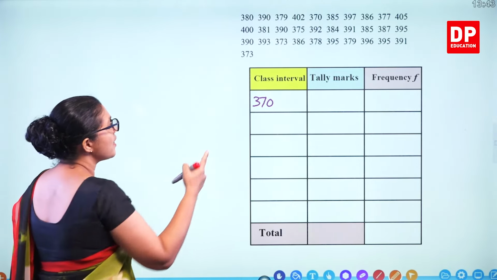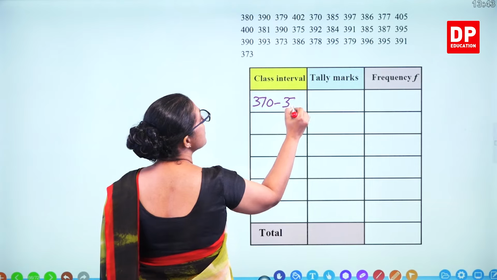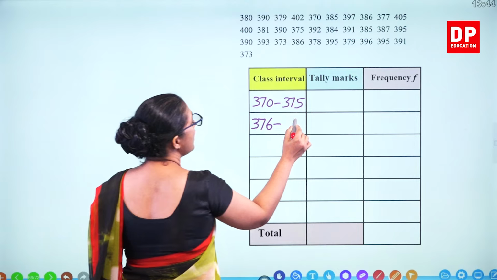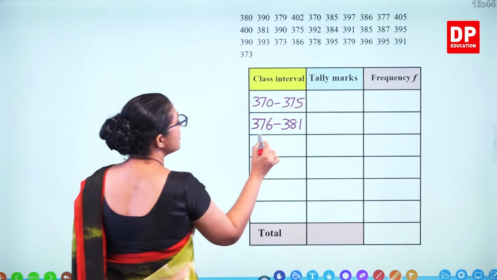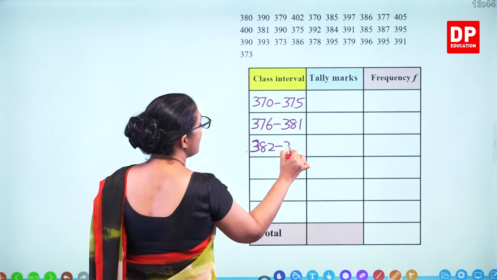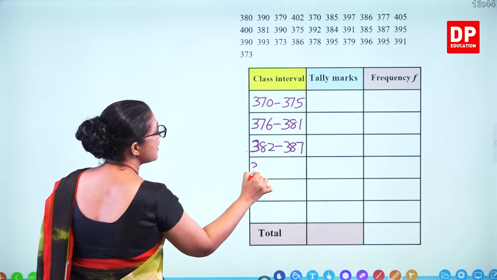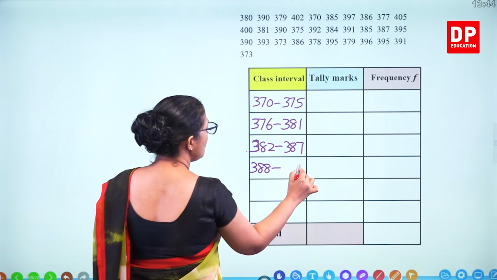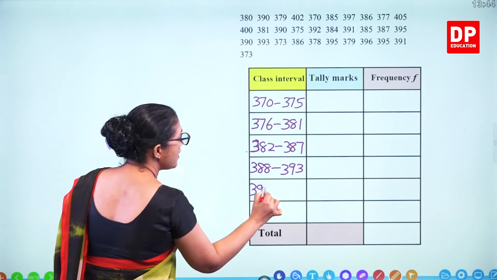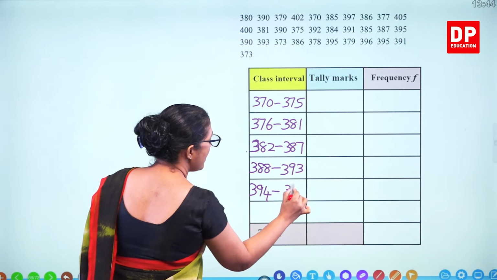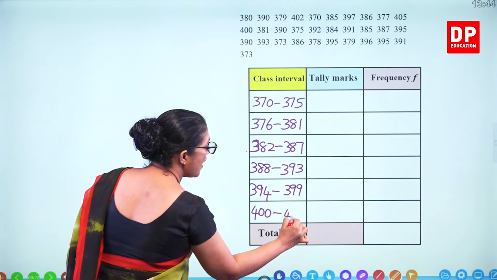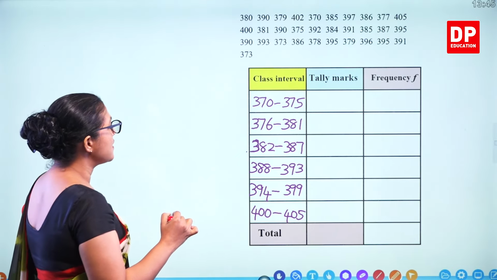Class size is 6 means you can take 370 to 375. 376, and add 5, you get 381. 382 to 387. 388 to 393. So 394 to 399 and 400 to 405. So we have 6 intervals.